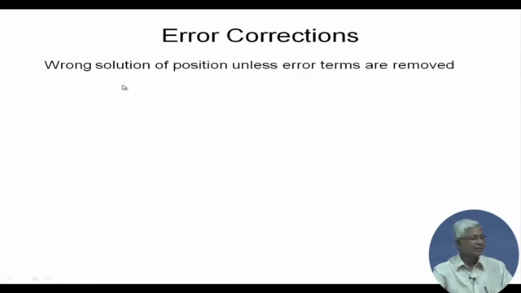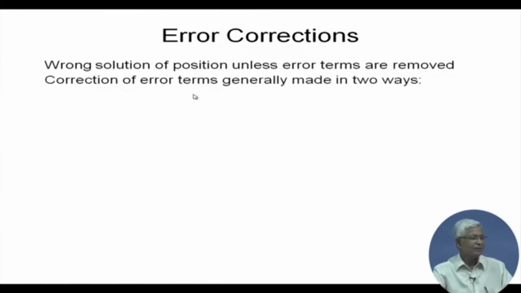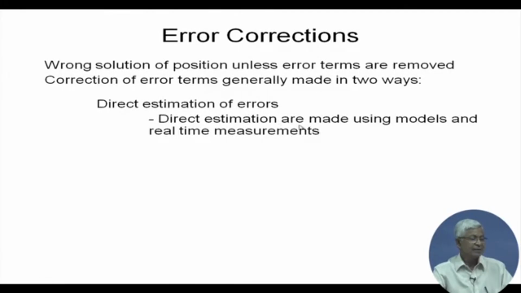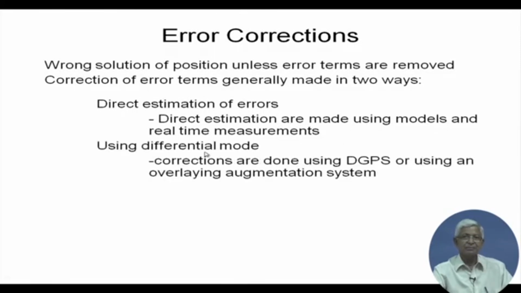Error correction is needed, because the position solution will be wrong unless the error terms are removed. The correction can be done in two ways: either by direct estimation, where you estimate and model it and make use of models, or by real time measurement.